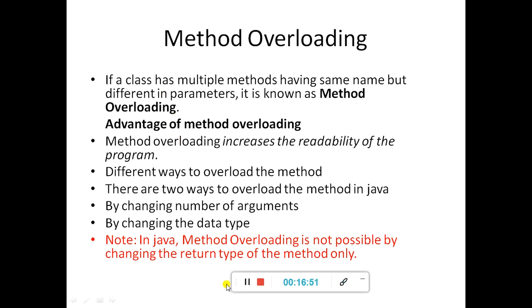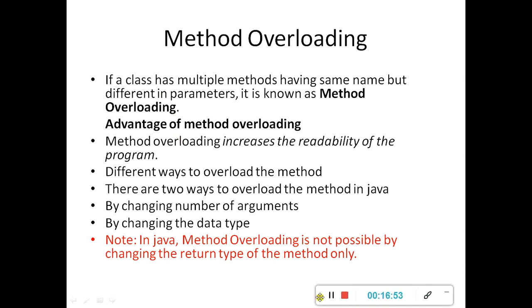Now the next concept is, what do you mean by method overloading? If a class has multiple methods having the same name but different parameters, it is known as method overloading. Like I'm having a method called sum which will add two integers, or I have a method sum which will add two floats. So I am overloading the name of the method, that is sum, but the parameters are different over here.